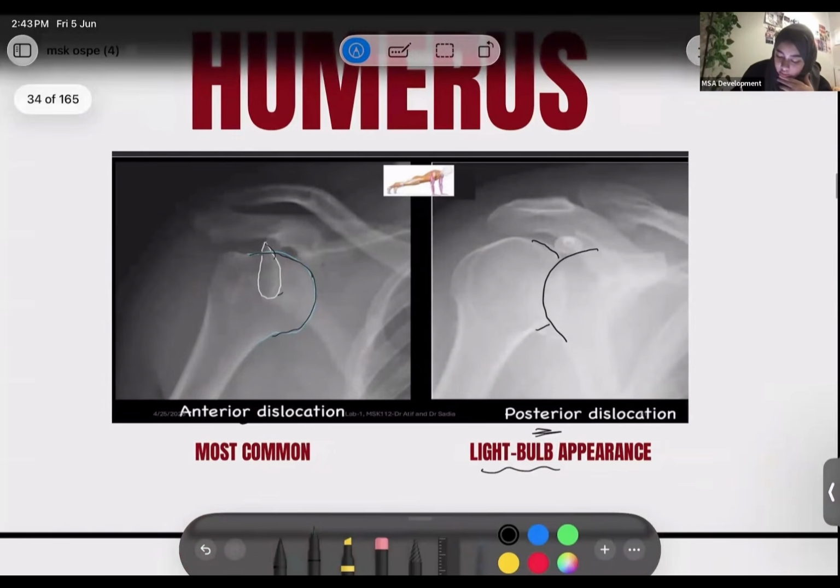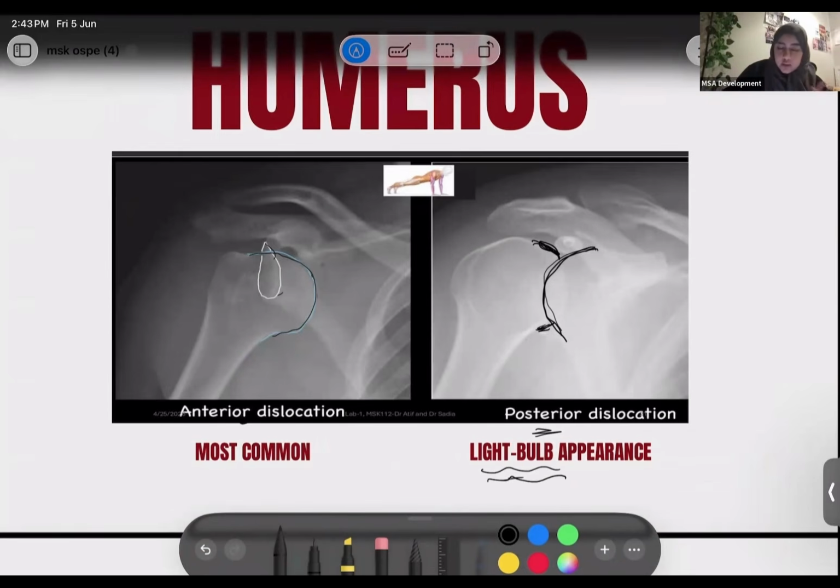But we have the other type, which is the posterior dislocation, which gives you the light bulb appearance. Sincerely, I've never seen what the light bulb appearance means, but I can imagine that the glenoid fossa is in front of the humerus. You could see that the borders themselves look very fitting, like the humerus here, and the glenoid fossa is in front. But if you see the light bulb, write it in the exam. It's correct. Light bulb appearance.